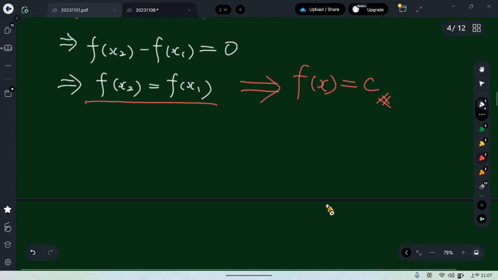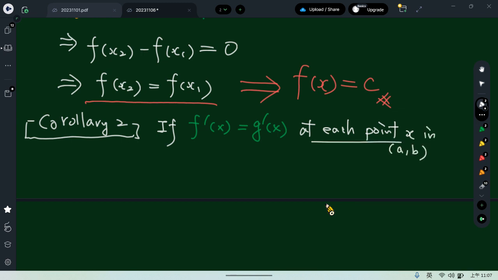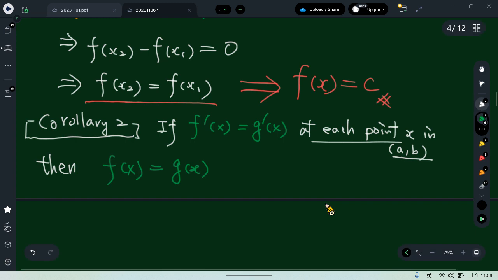And for the second corollary, corollary 2 is if f prime x is equal to g prime x at each point x in AB. Again, at each point x in AB, then its original function f of x and g of x, the only difference is the constant.